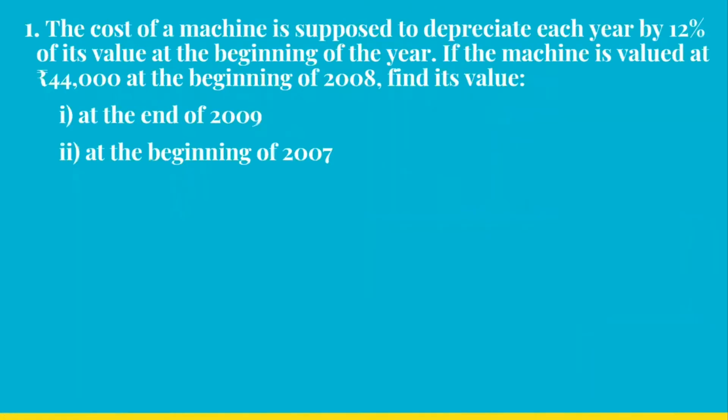So here we start with the first question. The question says the cost of a machine is supposed to depreciate. Depreciate means decreases each year by 12% of its value at the beginning of the year. If the machine is valued at rupees 44,000 at the beginning of 2008, find its value at the end of 2009 and at the beginning of 2007.